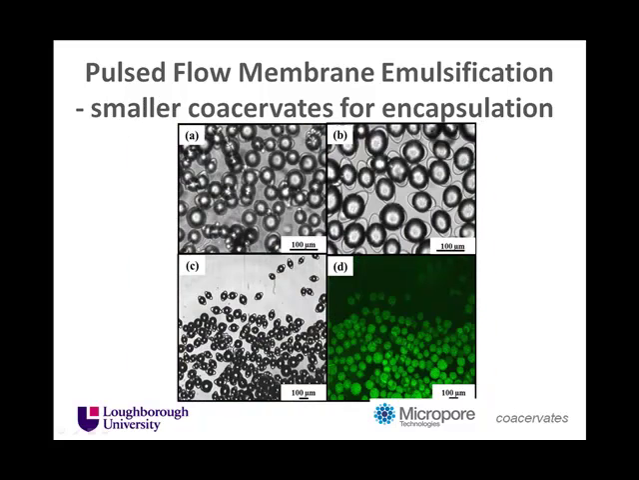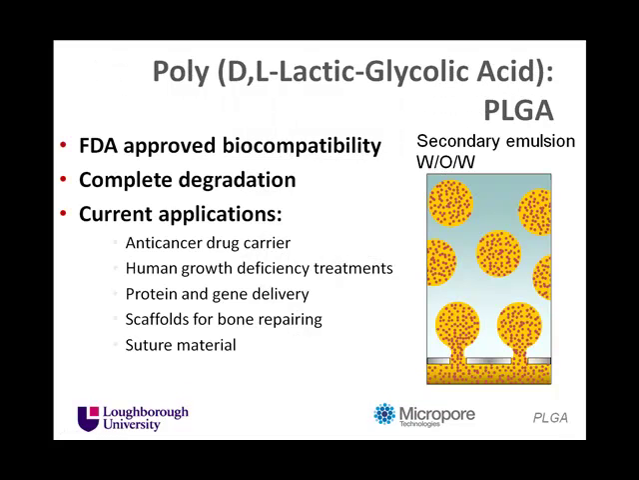Here are some smaller coacervates. They're around about 100 microns in size, and they're reasonably uniform. The illustration really is that we can produce, by membrane emulsification, controlled coacervate size from sub 100 microns all the way above 1 millimetre. And those coacervates are encapsulating some food, flavouring, fragrance, that type of thing.